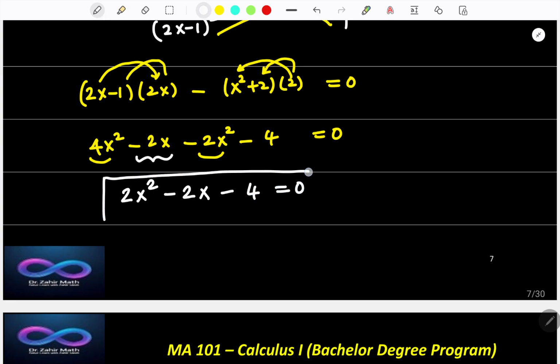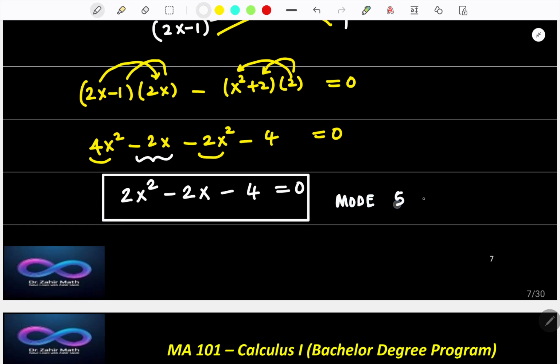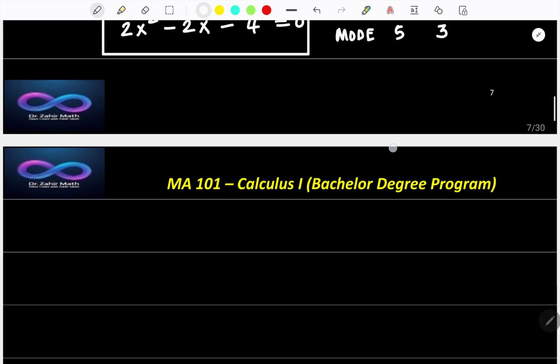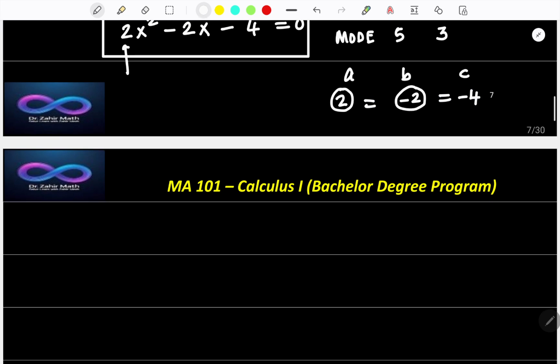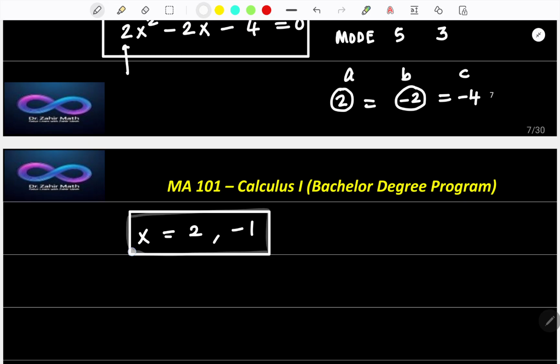Right. And this is a quadratic equation. So you're going to use the calculator, mode 5 then 3. The calculator will ask you A, B, C. A is the coefficient of x square, which is 2. What is B? The coefficient of x, minus 2. What is C? Minus 4. Press equal, press equal. If you press equal, you will get x is equal to 2 and minus 1. So these are all called critical numbers or critical points. You can say both things, points or numbers. Clear everybody?